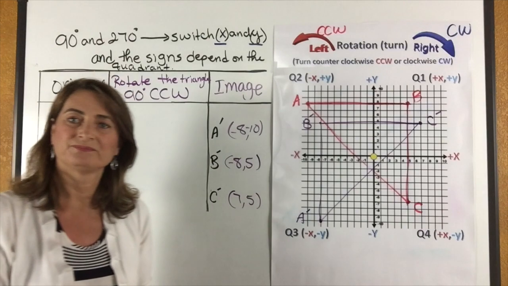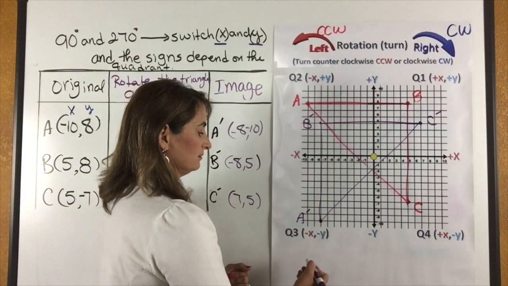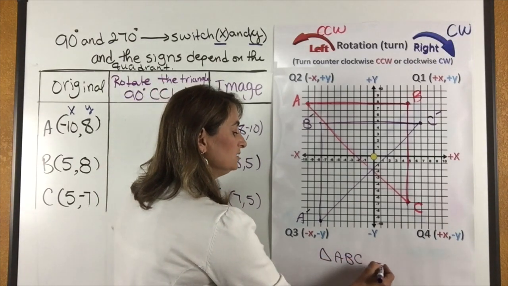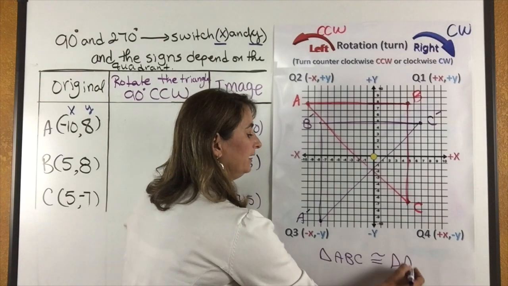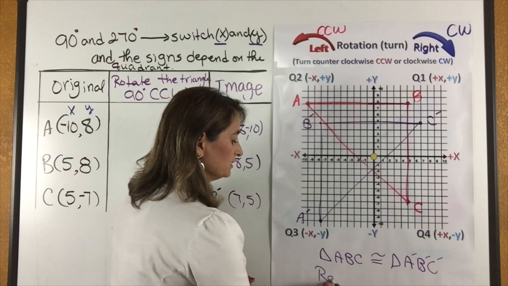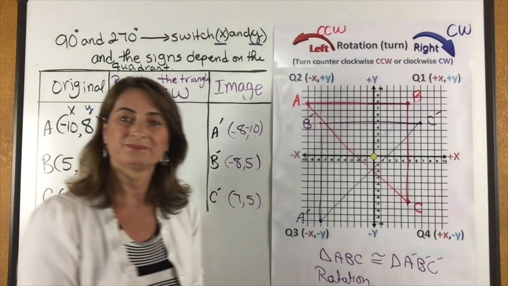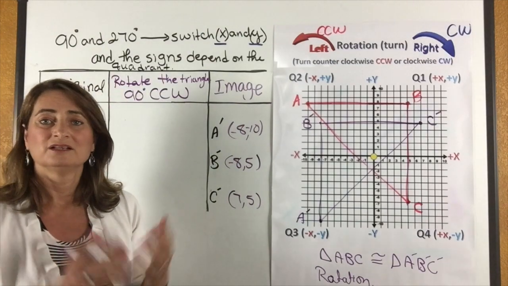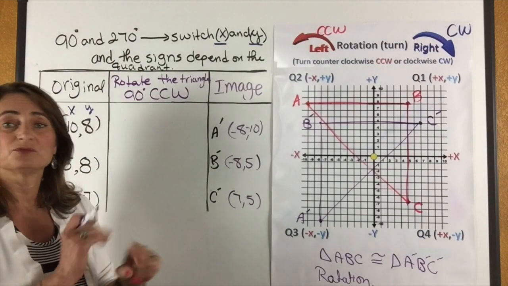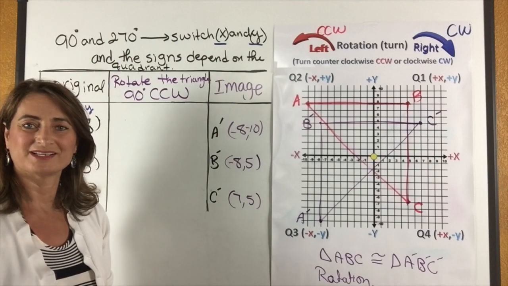And that's the image. Since the corresponding angles and corresponding sides are the same, triangle ABC is congruent to triangle A'B'C' because it is a rotation, and rotation proves congruency. That's how you rotate, just by remembering: if you're going 90 or 270, switch X and Y, and think about which quadrant it would land in. That's how you decide what the signs are.